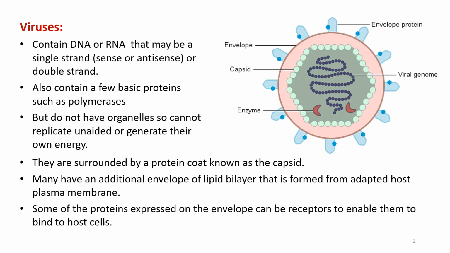Some of the proteins on that envelope are receptors because in order to actually get into host cells, these viruses then have to bind to those host cells to enable them to get in, to be endocytosed. A complete virus outside of a host cell is called a virion.